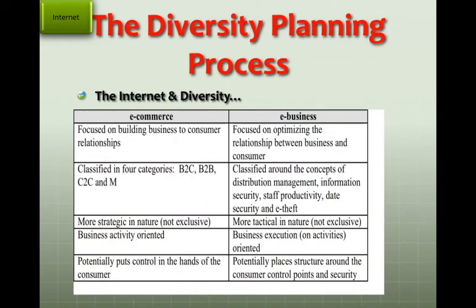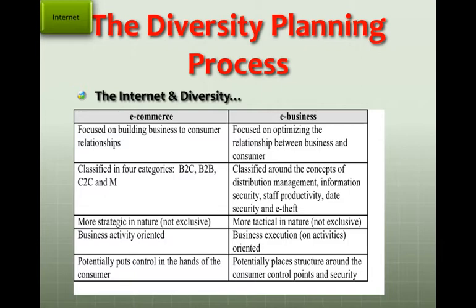And I give an example in this slide where it looks at e-commerce on the left and e-business on the right. E-commerce primarily focused on building business to consumer relations. E-business focused on optimizing the relationship between business and consumer. On the e-commerce side, there's 4, even maybe 5 categories now: business to consumer, business to business, consumer to consumer, and then mobile. Well, on the other side of e-business, we're classified around the concepts of distribution management, information security, staff productivity, data security, e-theft.